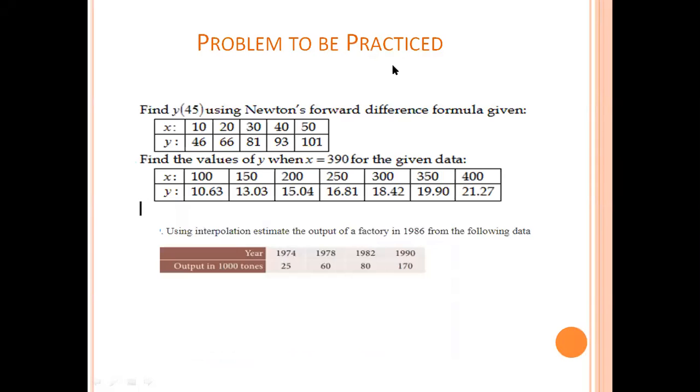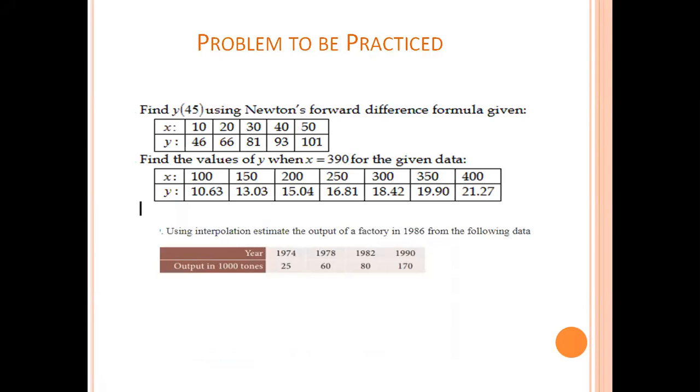So these are problems to be practiced. Find y of 45 by using Newton's difference formula for the given data. Here they are asking to find the value of y of 45. It lies between 40 and 50, so we have to use Newton's backward difference formula.